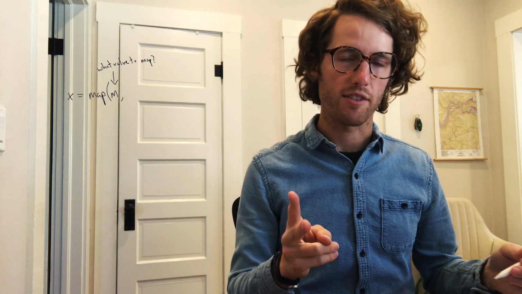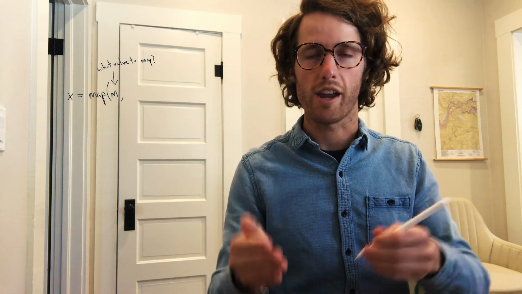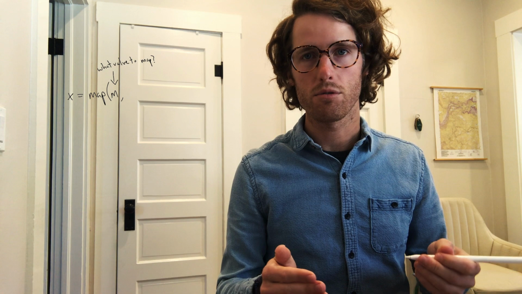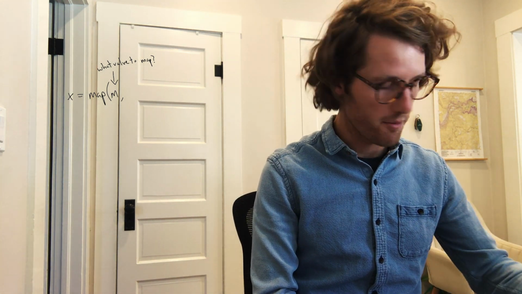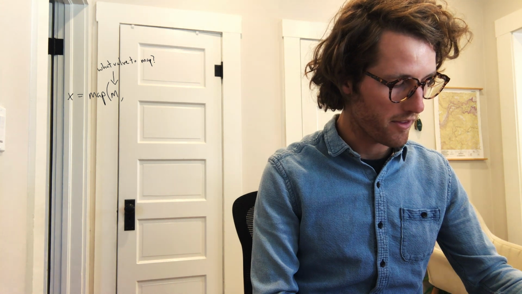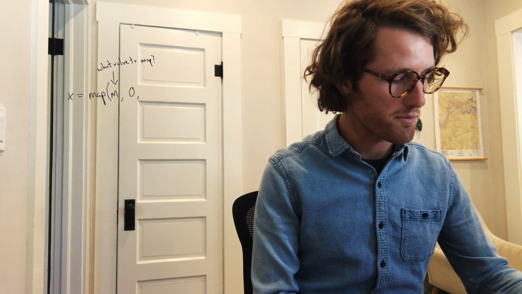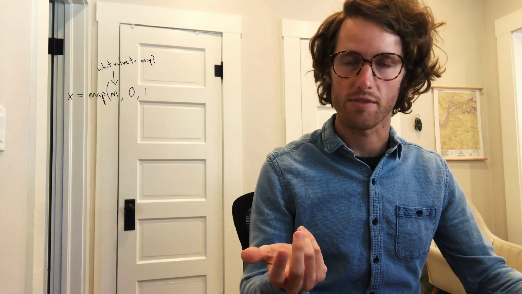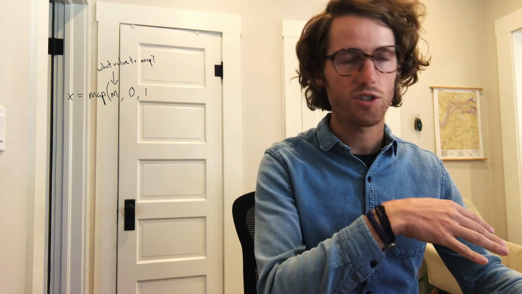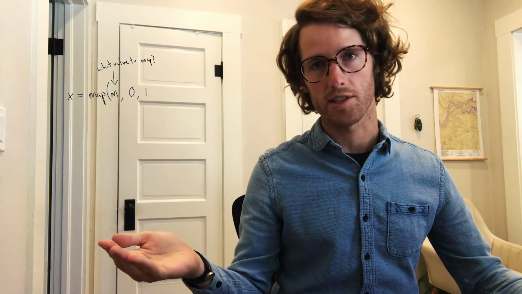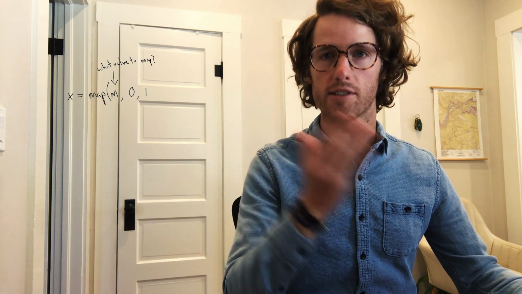So the next two things it wants is the range of that value currently. So we know for the moment that the variable m exists between 0 and 1 because the noise function gives us values between 0 and 1. So it's like the old range. The new range that we want it to be between is 0 to width.